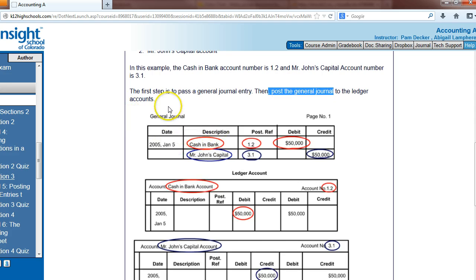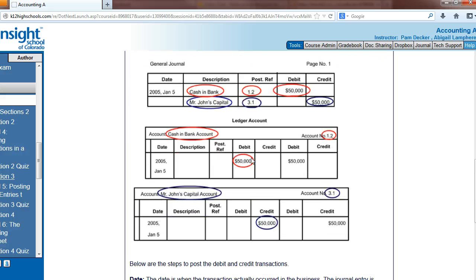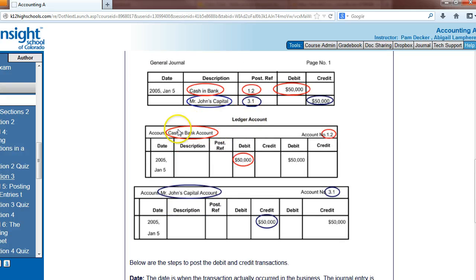So here's the journal entry. Okay, you have the cash increasing with $50,000 and capital increasing $50,000 as a credit. And you'll see they put in a post reference here with the account numbers that these transactions correspond to. So this cash and bank transaction is going to affect account number 1.2. Mr. John's capital is going to affect account number 3.1. So now we go and they have a ledger account open for each of these different accounts.